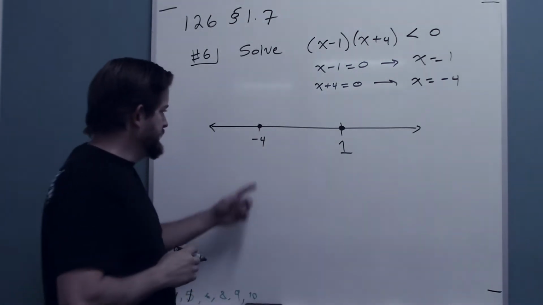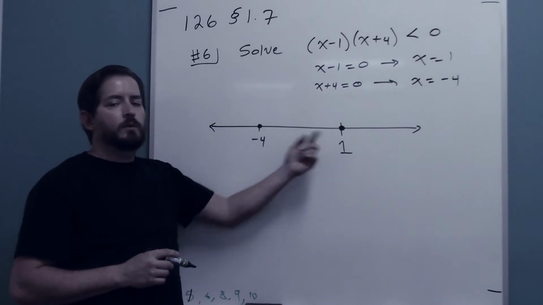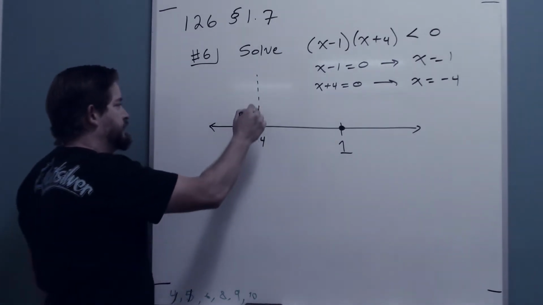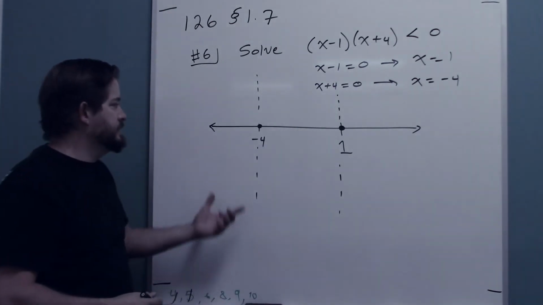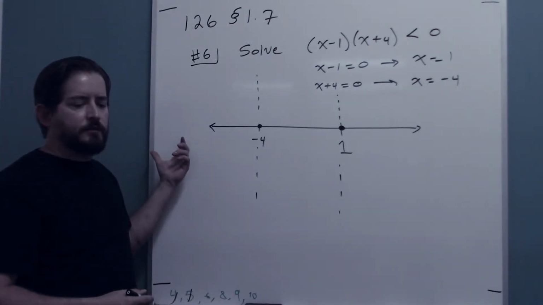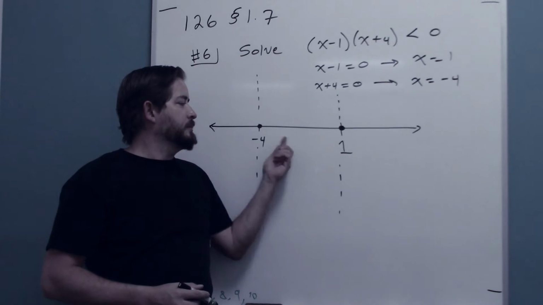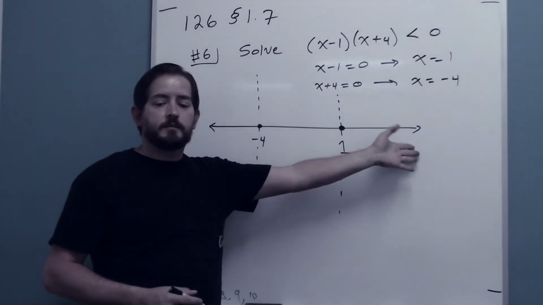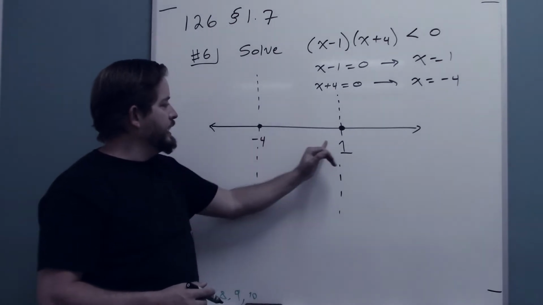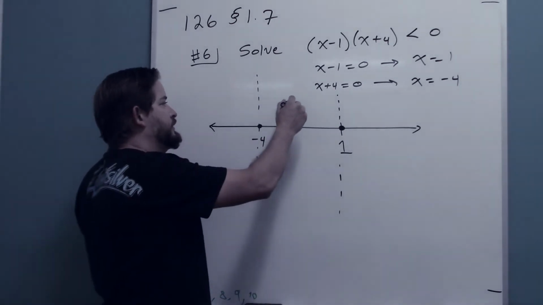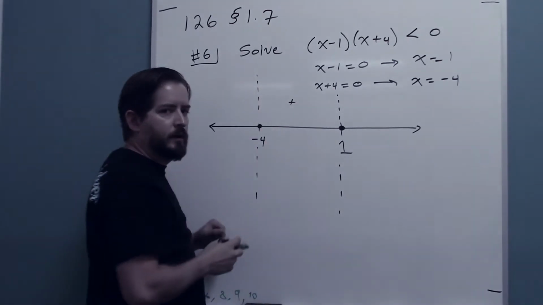So I have a 0 at negative 4, I have a 0 at 1, and this really just cuts my number line into 3 places. A bunch of stuff happening to the left of negative 4, some things happening between negative 4 and 1, and then some stuff happening to the right of 1. But what I know is somewhere between negative 4 and 1, if I'm positive anywhere, I'm positive everywhere.